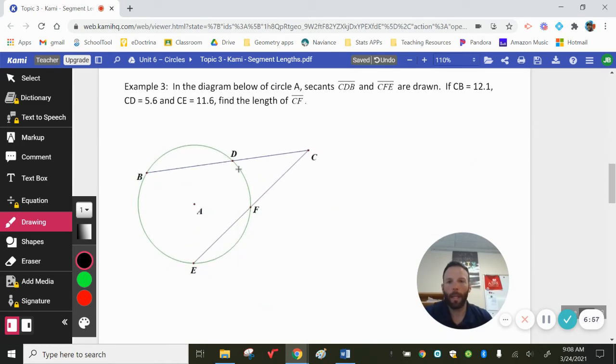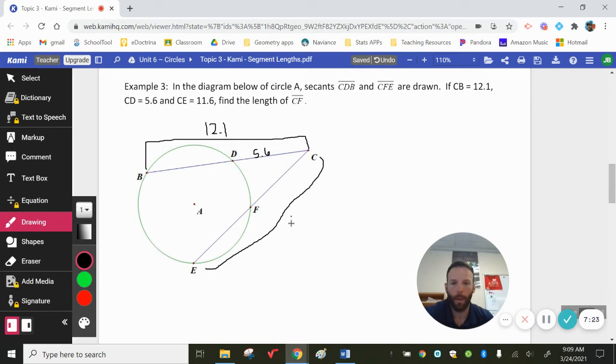In this one, we have a diagram of circle A, and secants CDB and CFE are drawn. I know that the length from C to B, so that's the whole length of the secant, is 12.1. And the length from C to D is only 5.6. The length from C to E, that's this whole secant here, is 11.6. Find the length of the segment from C to F.